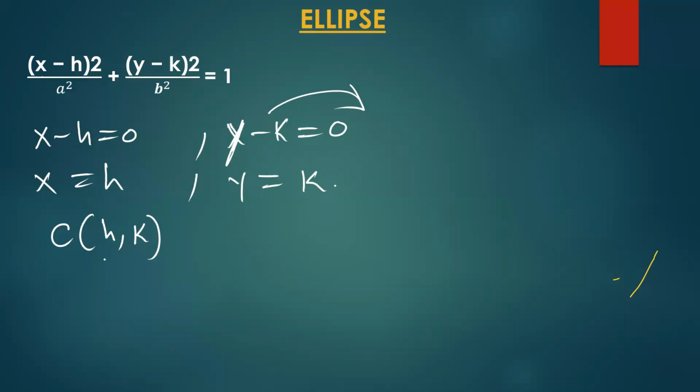So this is the center of the ellipse. If you've been asked to describe the ellipse, the first thing you need to do is find the center. Then after finding the center, you have to find the length of the major axis and the minor axis. We're going to discuss that, and you'll understand them better when I show you the sketches of how to sketch the ellipse.